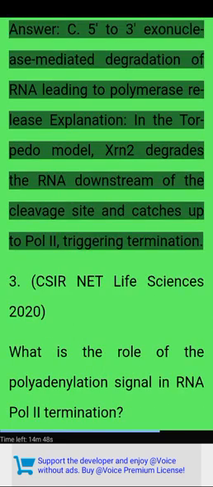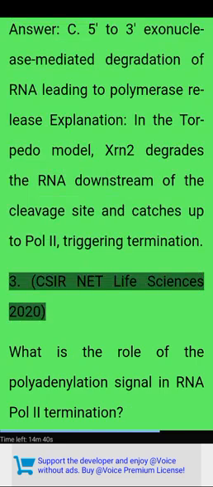Answer: C, 5' to 3' exonuclease mediated degradation of RNA leading to polymerase release. Explanation: In the torpedo model, XRN2 degrades the RNA downstream of the cleavage site and catches up to Pol II, triggering termination. 3. CSIR NET Life Sciences 2020.